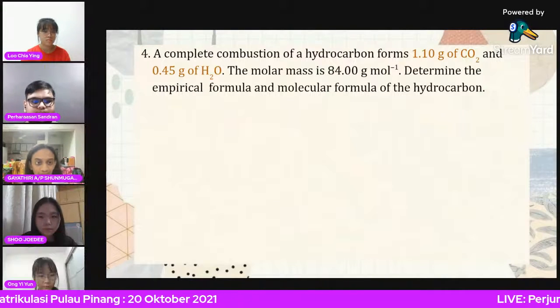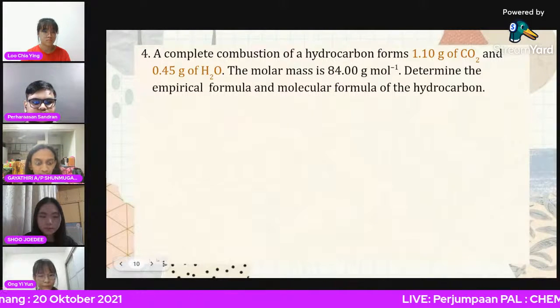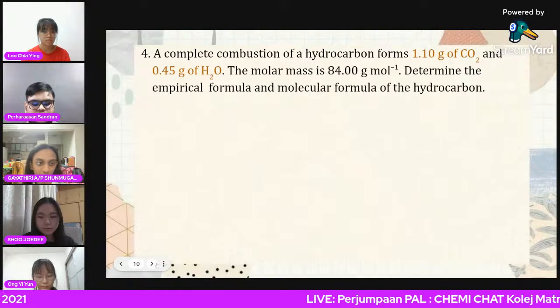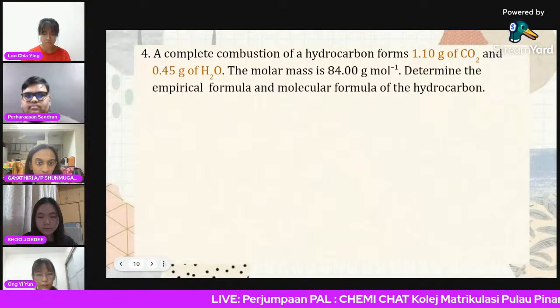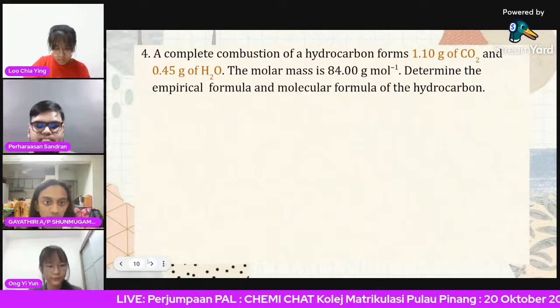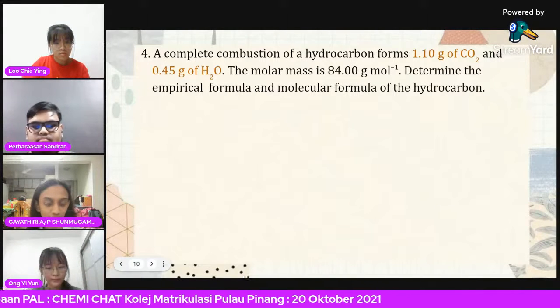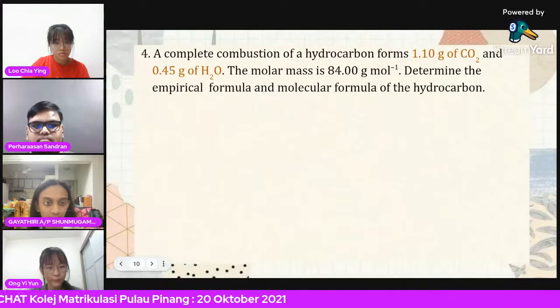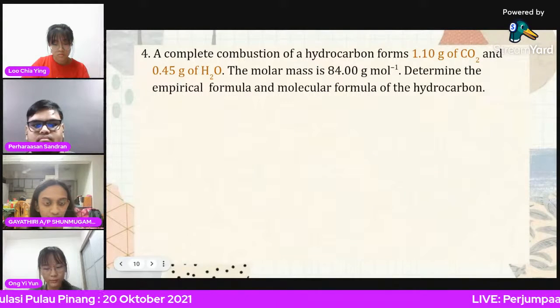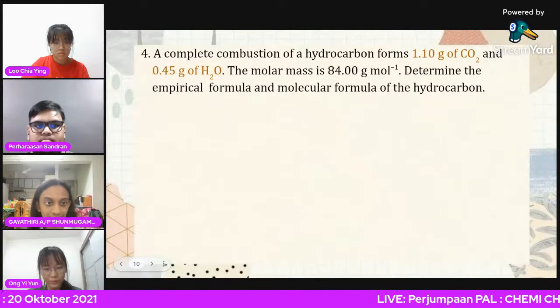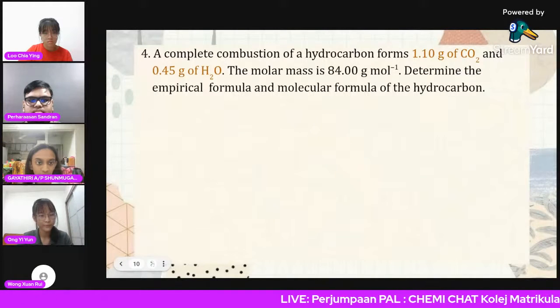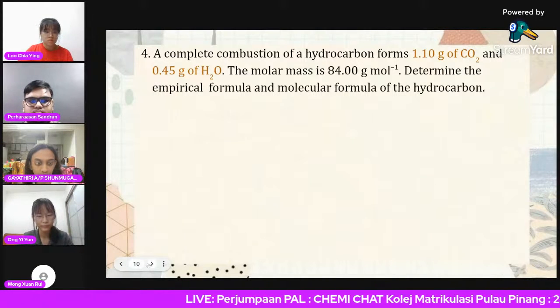Hi everyone, my name is Gayatri from H2T3B. For question 4, a complete combustion of a hydrocarbon forms 1.10 gram of carbon dioxide and 0.45 gram of H2O. The molar mass is 84.00 gram per mole. Determine the empirical formula and molecular formula of the hydrocarbon.